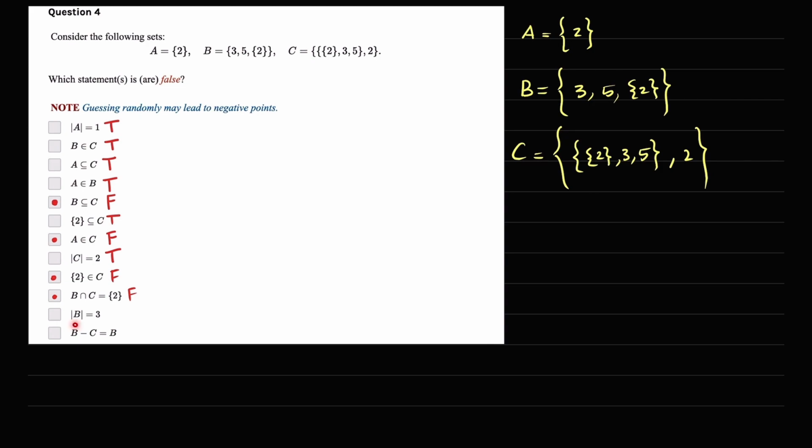The next option claims that the cardinality of B is 3, which is true. There are 3 elements in B, so that one is true and we don't choose it.